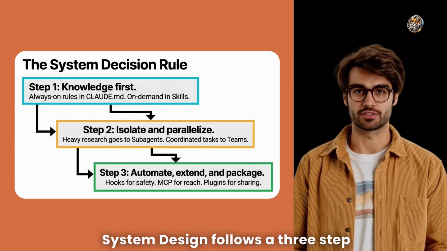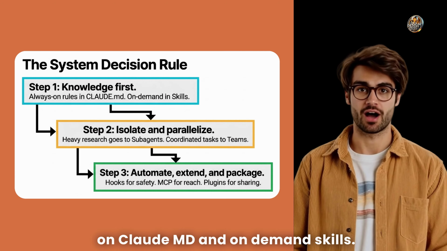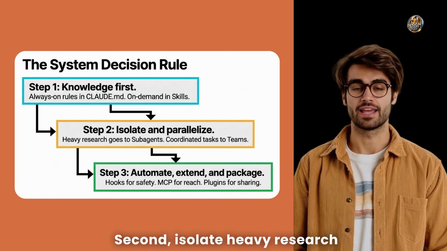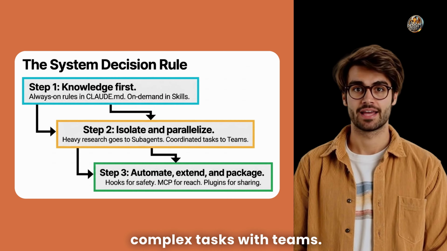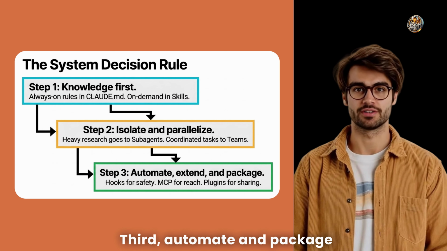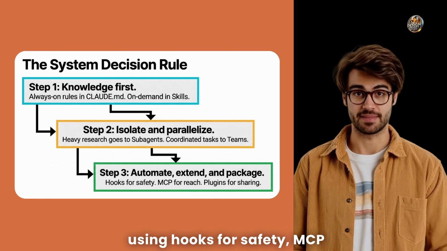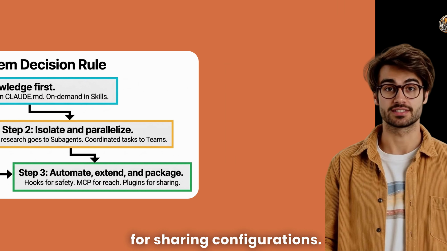System design follows a 3-step rule. First, put knowledge in always-on CLAUDE.md and on-demand skills. Second, isolate heavy research into subagents and parallelize complex tasks with teams. Third, automate and package using hooks for safety, MCP for external reach, and plugins for sharing configurations.